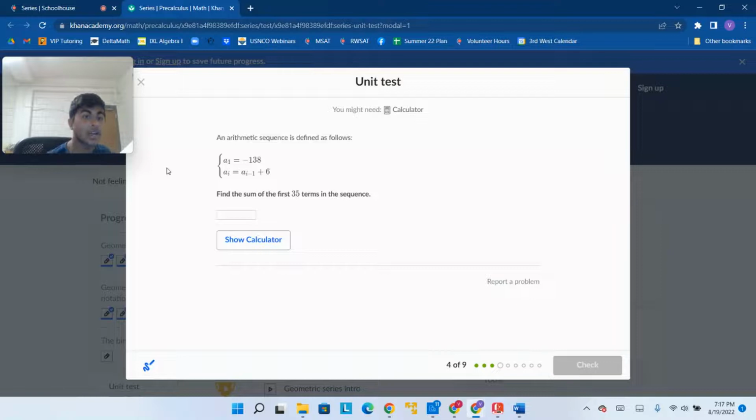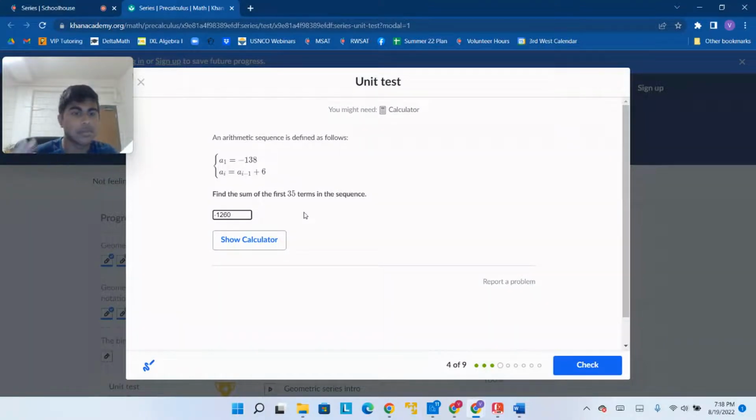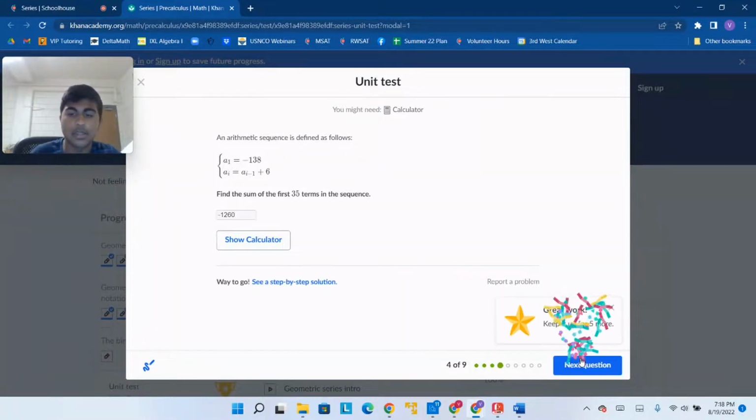Negative 36, that's our average. And you have 35 terms, so negative 36 times 35 is going to equal negative 1,260. That is the sum of these terms, negative 1260. That's it, right? Nice and easy.